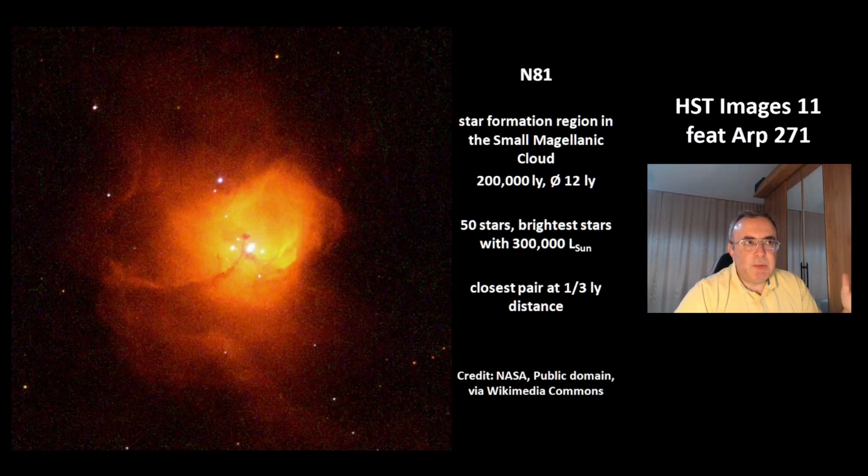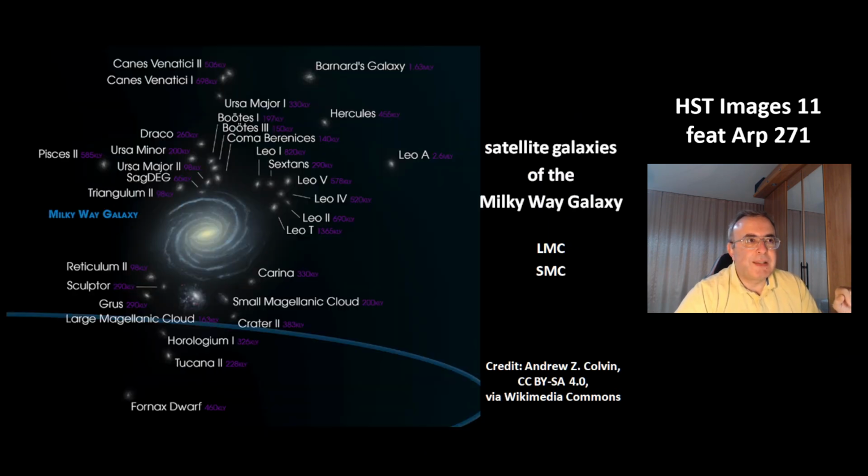This is N81, a star formation region in the Small Magellanic Cloud at a distance of 200,000 light years. The size is 12 light years. This region contains 50 stars, the brightest of which have a luminosity of 300,000 times that of the Sun. And the closest pair of stars are just at a distance of 1/3 light year.